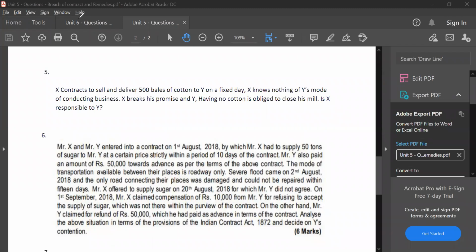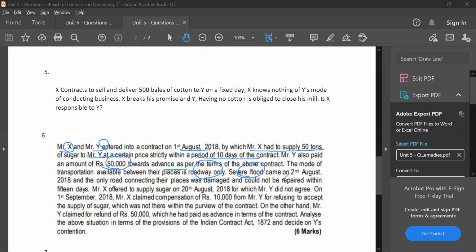So very simple question, guys. Here they are saying, read the entire question. They're saying X and Y entered into a contract on 1st August by which X had to supply 50 tons of sugar to Y at a certain price strictly within a period of 10 days. Y also paid an amount of rupees 50,000 as advance. The mode of transportation between the two places is only roadway.